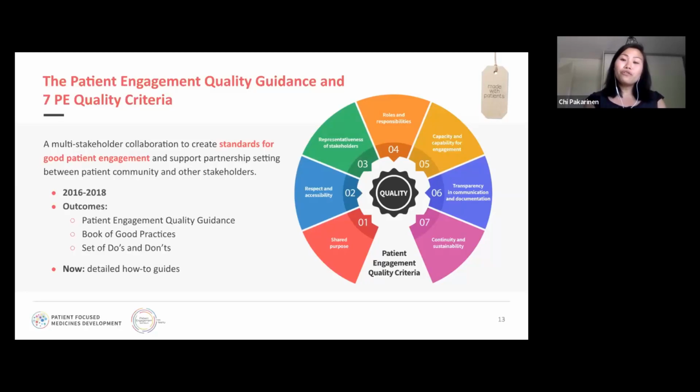The outcomes of this collaboration continue here into these working groups as well. In 2018, those working groups produced the quality guidance, but in addition to that, also the book of good practices and a set of do's and don'ts when you start your projects.